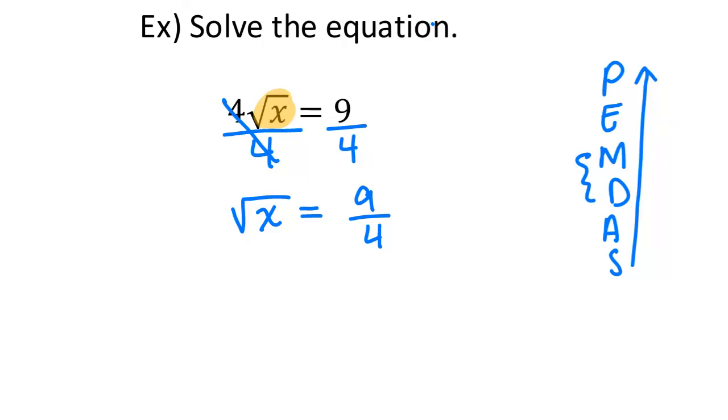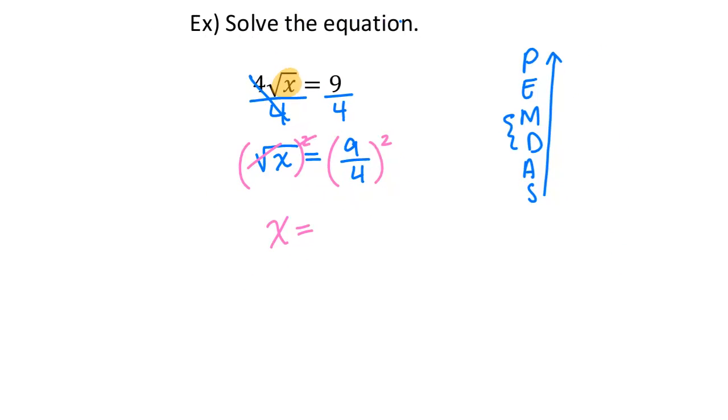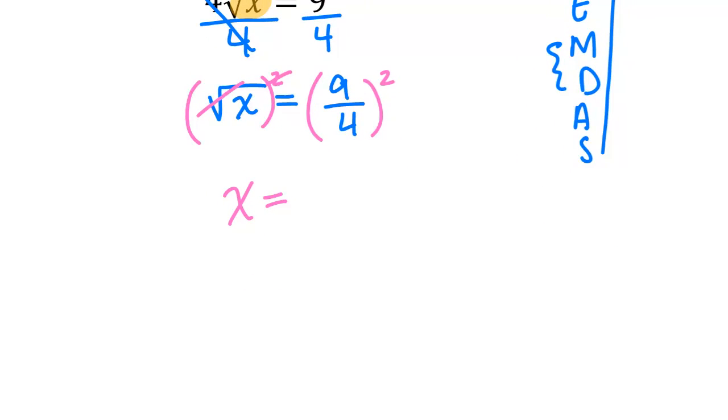All right, now that I have the square root by itself, I need to get rid of the square root by squaring both sides. The square root is going to cancel the squared. We're going to get an x equals. Just like we distributed when multiplying, we do the same thing. We distribute the 2 to the fraction, okay? So this is going to be a 9 squared divided by a 4 squared, okay? So 9 squared divided by a 4 squared.